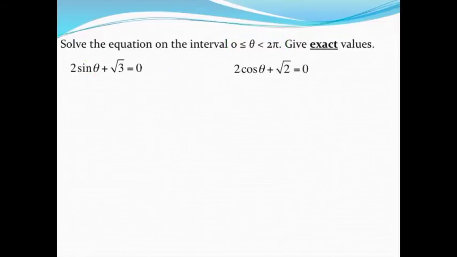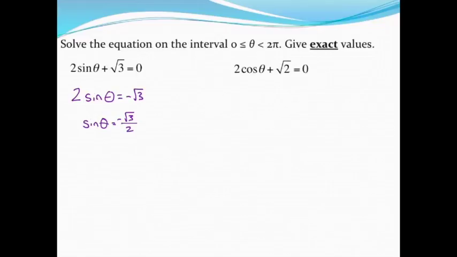We can get a little more complicated now as we start to add more steps to these problems, although the beginning part will be no different than what we've ever done when we've solved an equation. Let's start getting things away from the theta, the x value. So I'll go ahead and subtract square root of 3, just like we always do, and then divide by 2, and so I get sine of theta needs to be equal to the negative square root of 3 over 2.